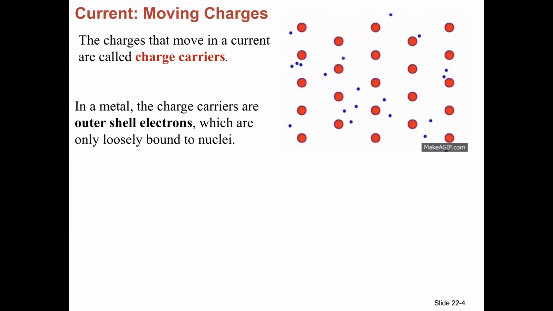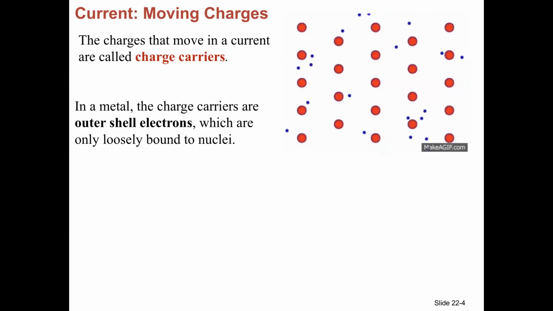And of course, we have some bound electrons, the inner shell electrons really close to the nucleus, that are still bound and unable to move. But what we're really talking about here are the outer shell electrons, which are loosely bound and free to move. Under equilibrium conditions, the electrons are going to bounce around randomly, and overall the net movement of charge is zero.